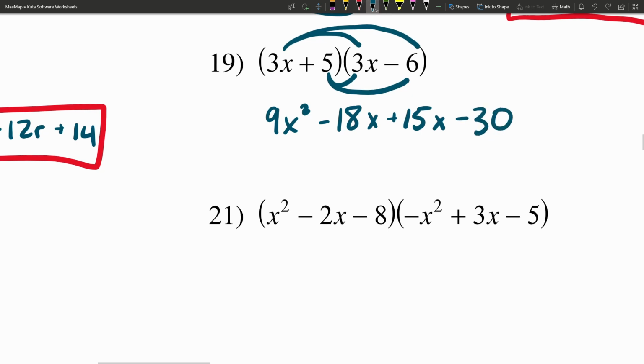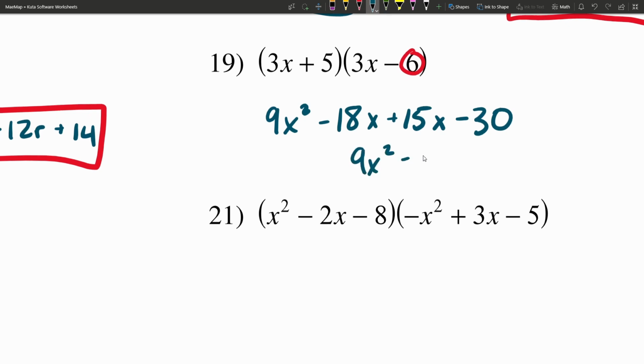Again, you can see that every single term is multiplied together. My first term goes with both, and then my second term in my first binomial also goes with both. You could think of this in the opposite direction. This 3x, you can see, connects with both, and the 6 connects with both. However, continuing this, simplifying it down, we have 9x squared minus 3x minus 30. Since 18x is negative, and we're adding that to 15x.